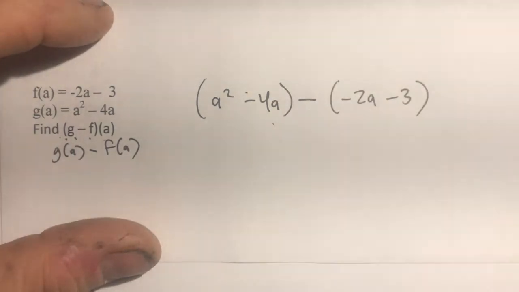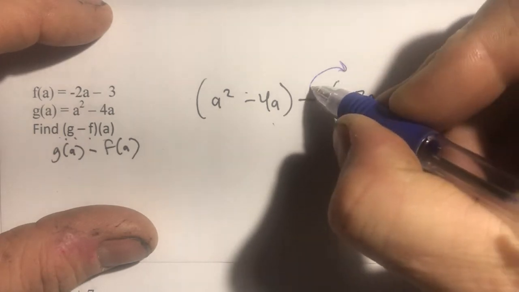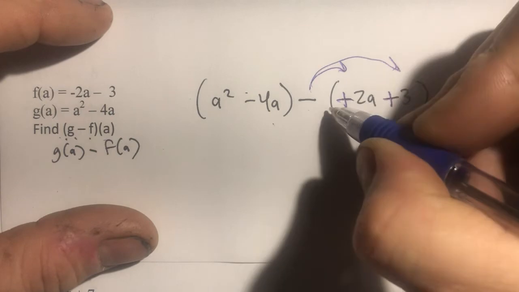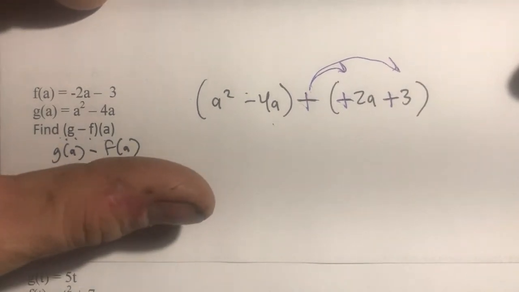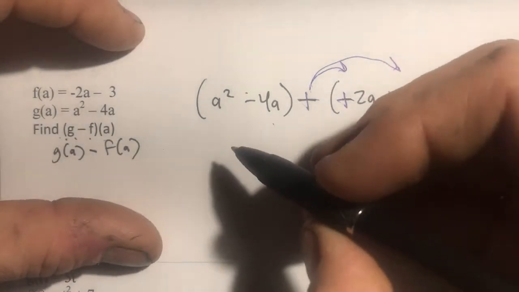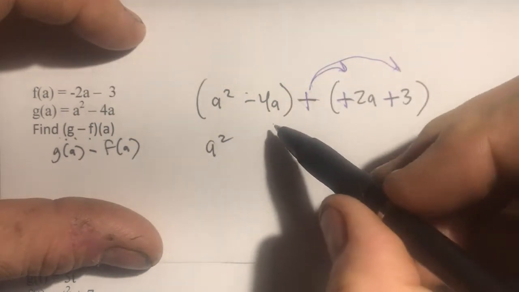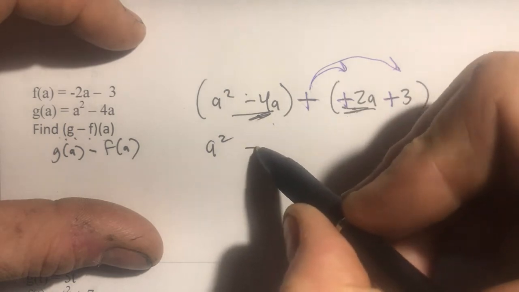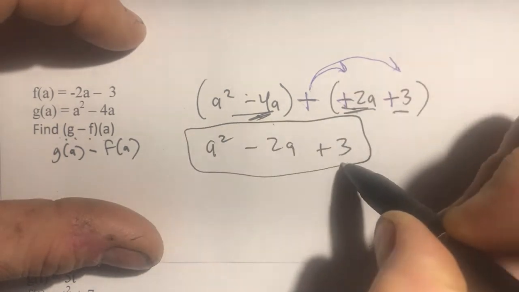When I have a minus, awful things happen, so I'm going to distribute my minus into this expression here. So I'm going to change it to plus. That's going to change it to plus, and now I can add them. That's the thing to do because it'll cause you to make mistakes if you don't. So I've got a squared first. And then these two go together. So negative 4a plus a positive 2a would be a negative 2a. And then here's my constant. So there you go. There's my answer.